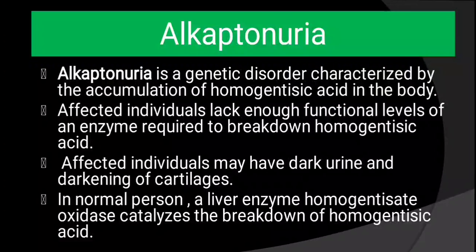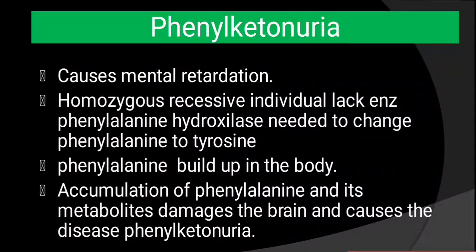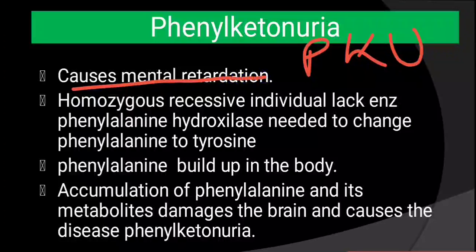Now about the next disease, phenylketonuria, also called PKU. This disease causes extreme mental retardation in children, which is due to the accumulation of the amino acid phenylalanine.